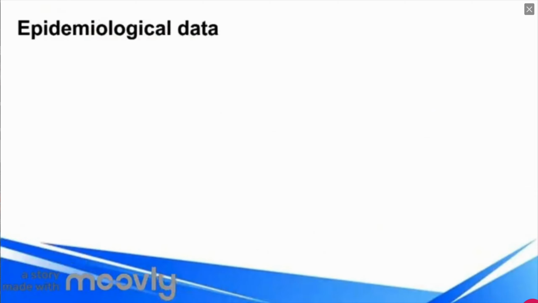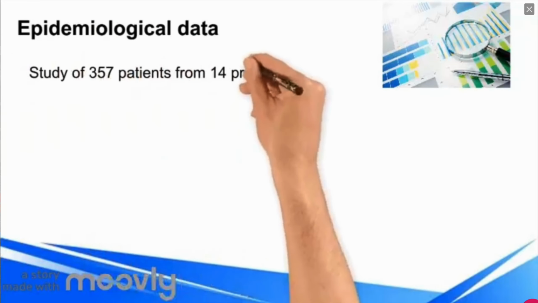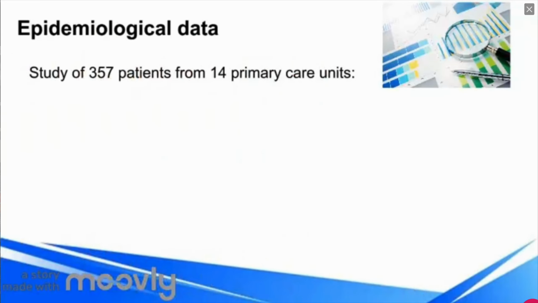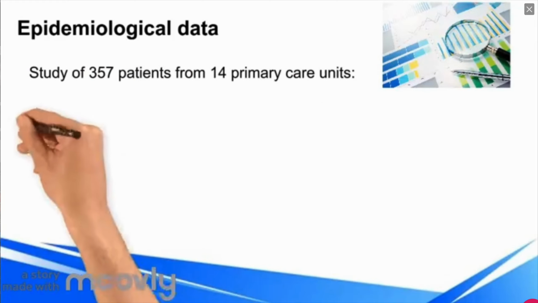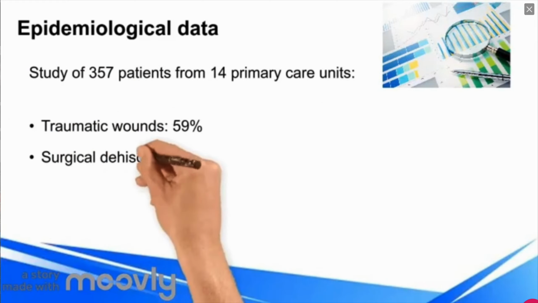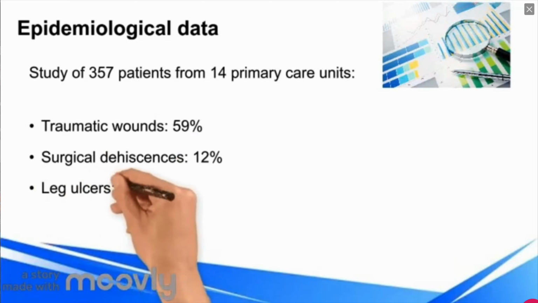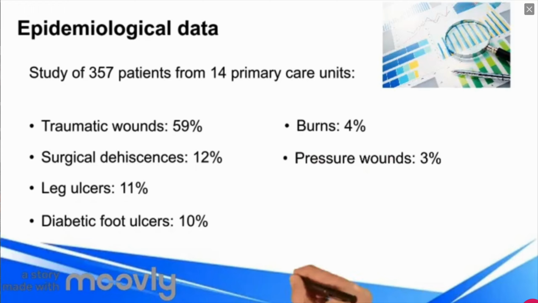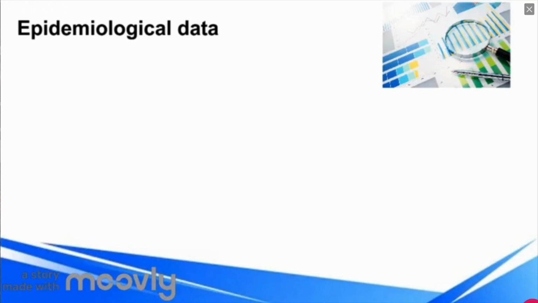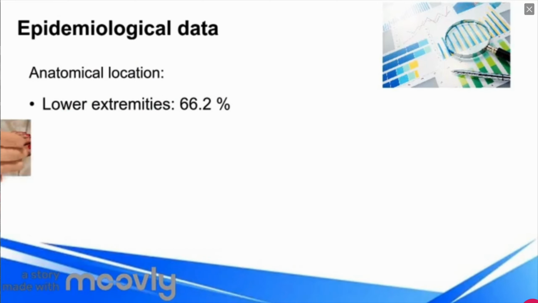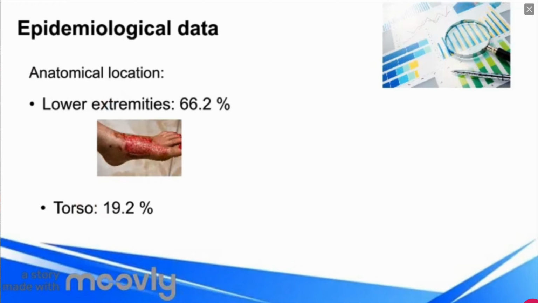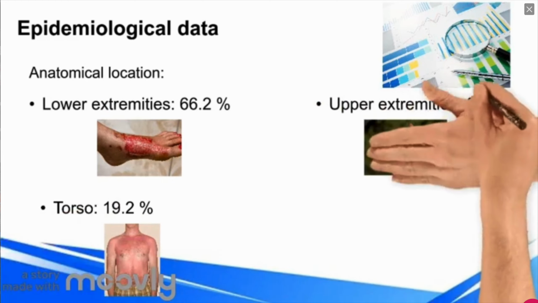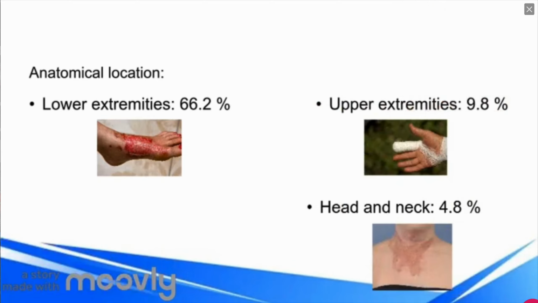Epidemiological data in Mexico indicate that within a study of 357 patients from 14 primary care medical units, the prevalence is for traumatic wounds 59%, surgical dehiscences 12%, leg ulcers 11%, diabetic foot ulcers 10%, burns 4%, injuries due to pressure 3%, and anus and perineum wounds 1%. Regarding the anatomical location of the lesions, 66.2% were located in the lower extremities, 19.2% in the torso, 9.8% in the upper extremities, and 4.8% in the head and neck.